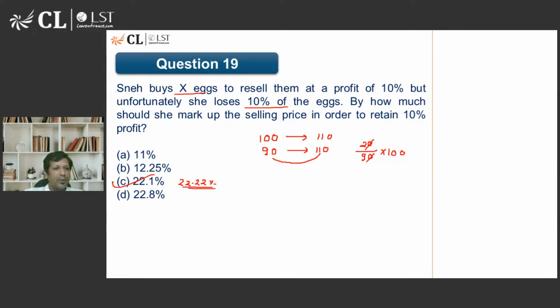I would have taken the closest one, but we also have 22.8. So I would say that one of the options is 23 point something. Then in that case, I'll mark option C.